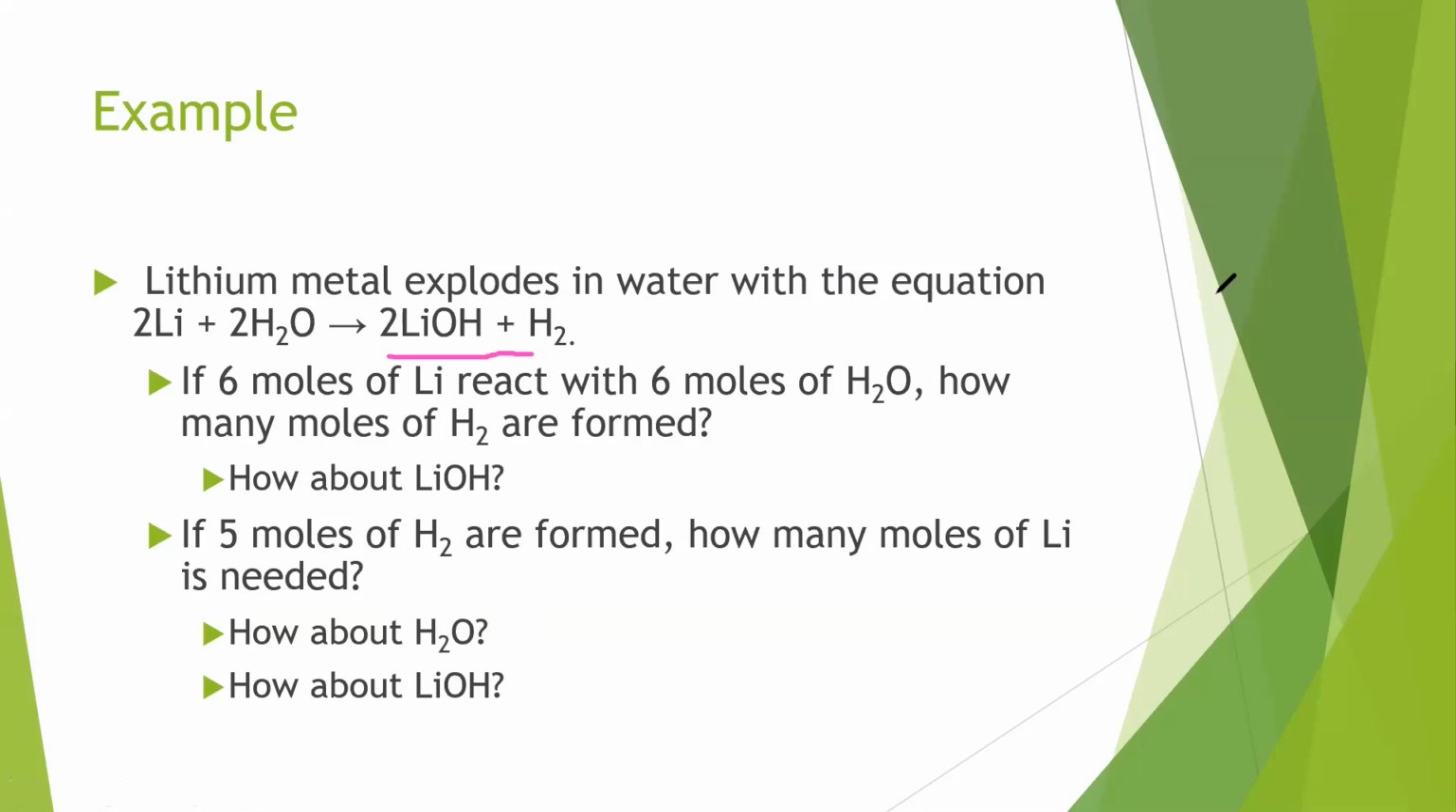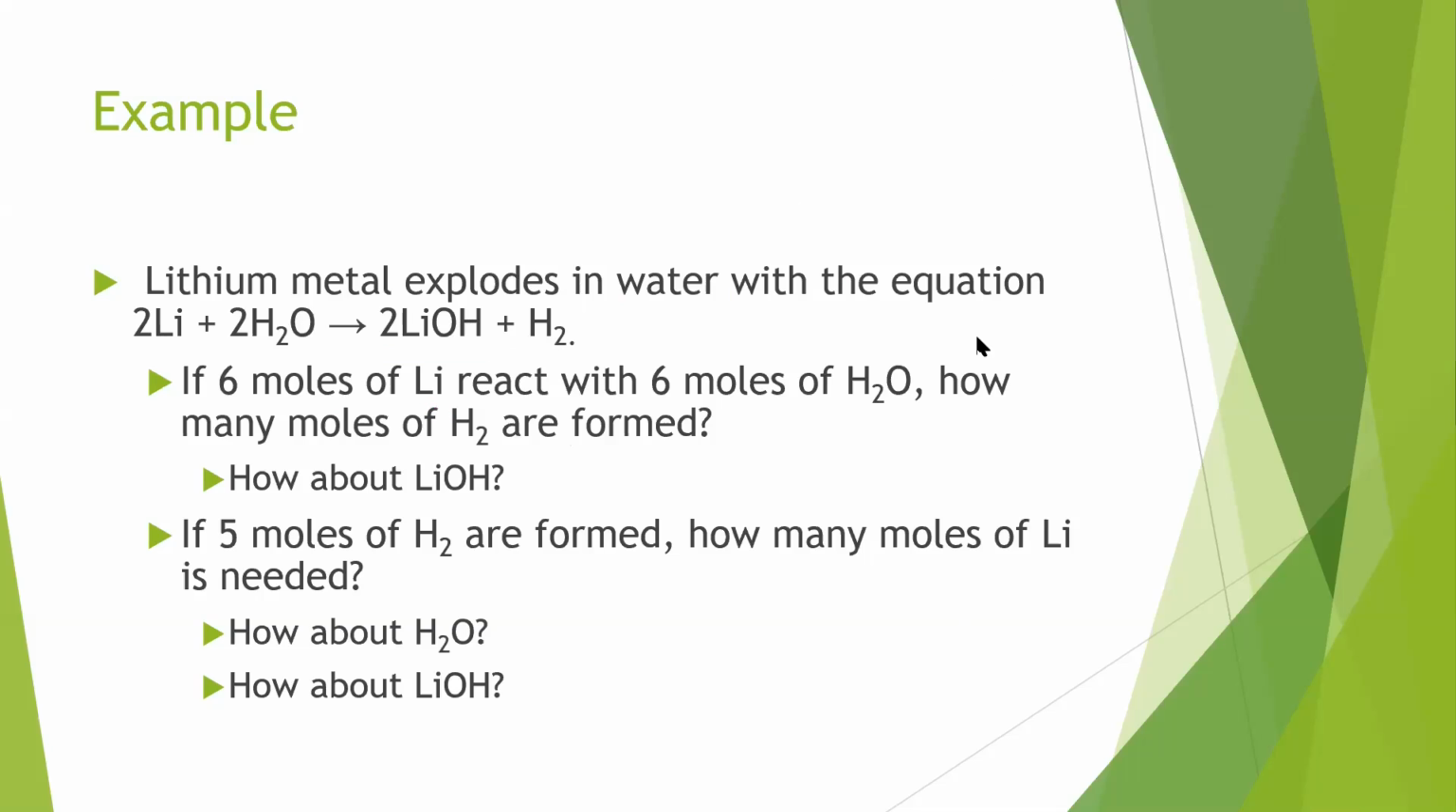Since we're running out of time, it's the same thing. It's a 1:2 ratio. As you can see, it's a 1:2. So if we have 5 moles of H2, it's going to be 10 moles of LiOH as well. So there's 10 moles of Li, 10 moles of H2O, and 10 moles of LiOH.